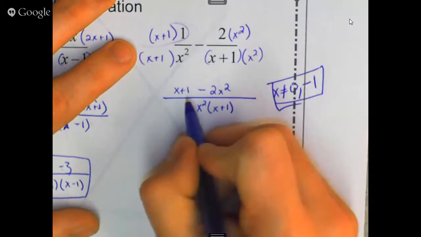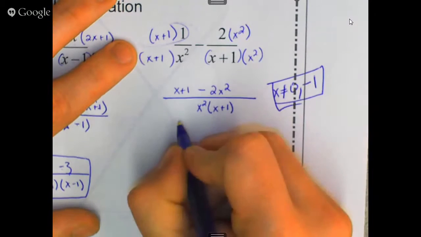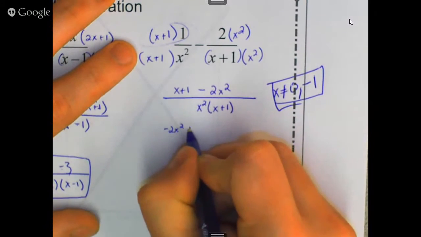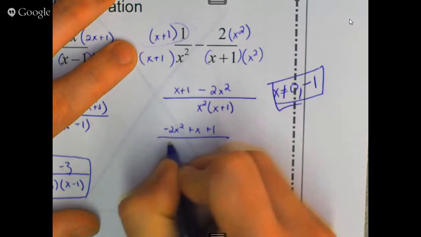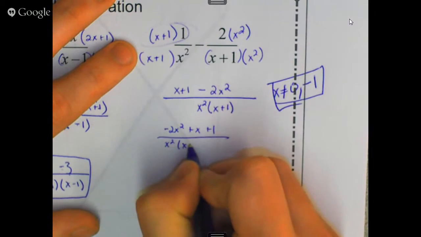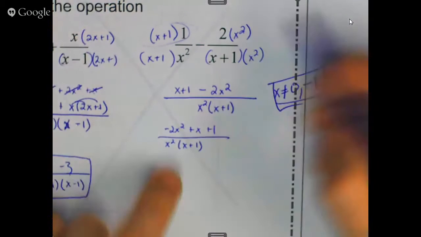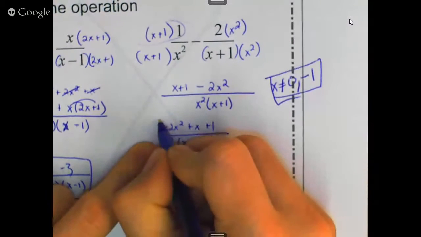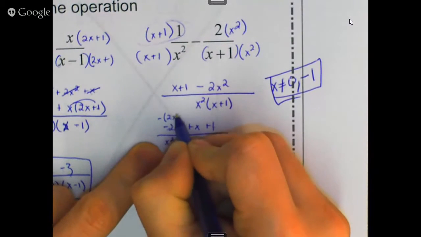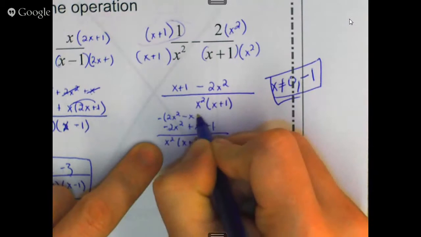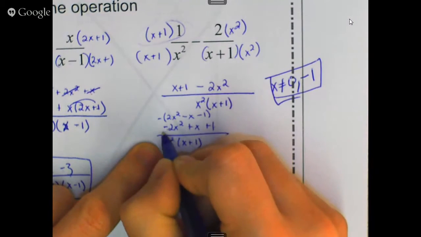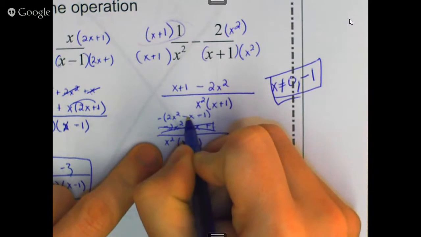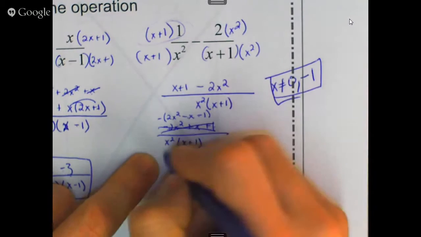So this is not in the right order, so we want to rewrite that. So I've got negative 2x squared plus x plus 1 over x squared, x plus 1. I need to see, can I factor this? Well, I need to pull out a negative first. So negative 2x squared minus x minus 1. So factors of 1 that subtract a 1, the factors of 1 subtract a 0. So this would be our answer.